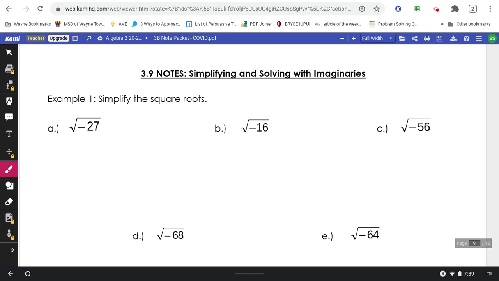These are the 3.9 notes for Algebra 2. This is all about simplifying and solving with imaginary numbers. So you notice all of these have a negative underneath the square root, which we're normally not allowed to do. However, what we're going to do is simplify these like normal, ignoring the negative at the beginning.